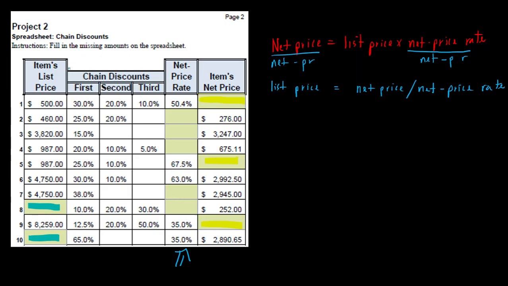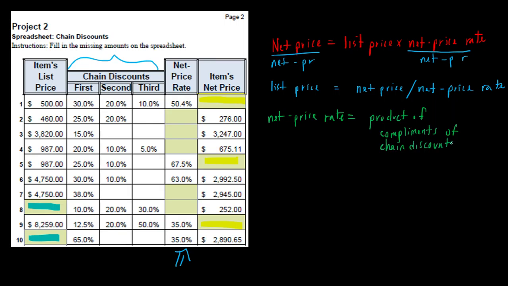So I'm going to use the chain discounts to help me solve for net price rate. So my net price rate will be equal to the product of, remember product means multiplication, the product of the complements of my chain discounts. The product of my complements of the chain discount. So what does that mean? Let's take row 1 for example.